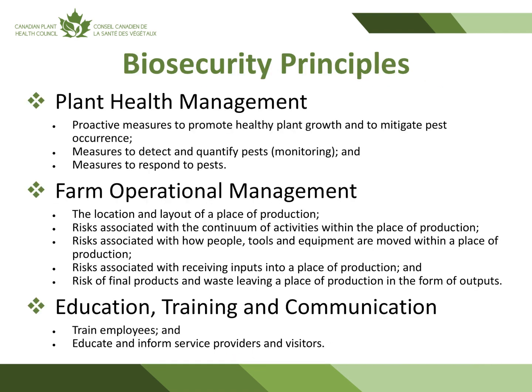A biosecurity plan should cover three main biosecurity principles. First is plant health management. This includes proactive measures to promote healthy plant growth and to monitor and manage pests. Then there is farm operational management. This includes a review of the location and layout of a place of production, as well as the risks associated with the movement of people, tools, and equipment, as various activities are carried out within a place of production.